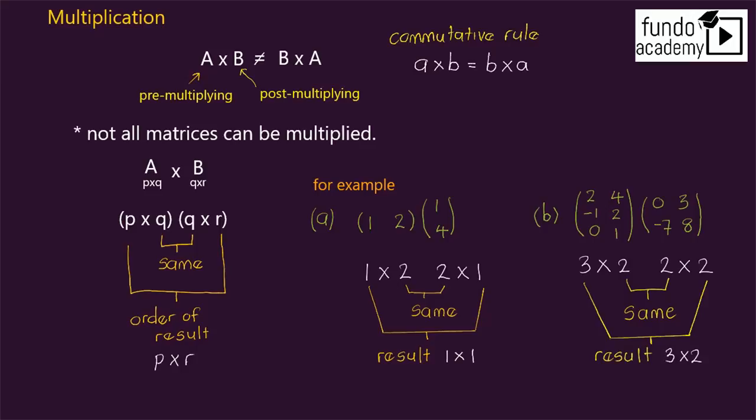That's very important for us to know. The number of columns in the first matrix should be equal to the number of rows in the second matrix for the two matrices to be multipliable. That is how we can determine if two matrices can be multiplied.